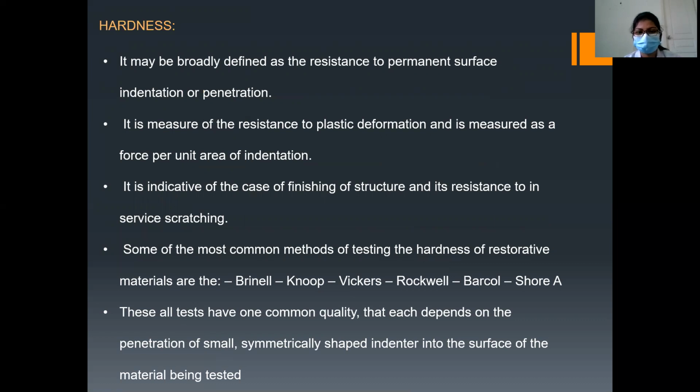It is the measure of resistance to plastic deformation and is measured as force per unit area of indentation. It is indicative of the ease of finishing of structure and its resistance to in-service scratching. Some of the most common methods of testing the hardness of restorative materials are Brinell, Knoop, Vickers, Rockwell, Barcol, and Shore. All these tests have one common quality: each depends on penetration of small symmetrical shaped indenters into the surface of the material being tested.